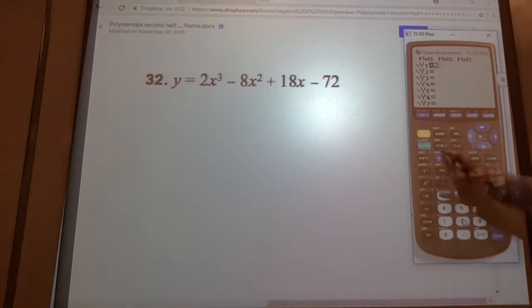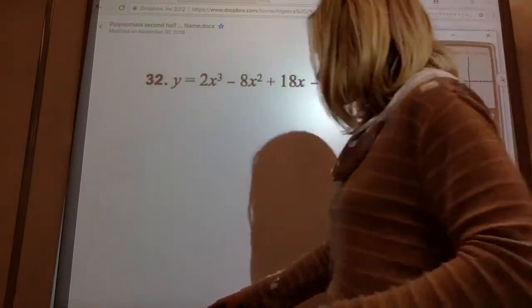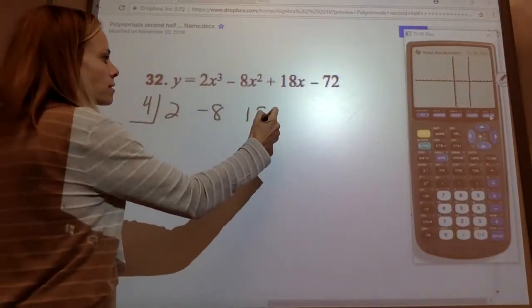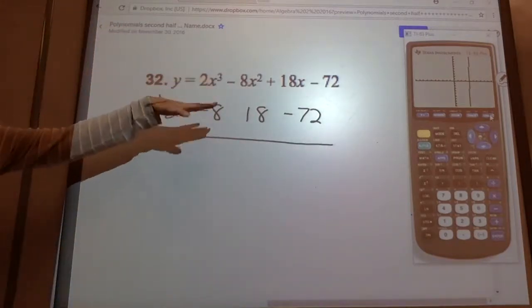So 2x cubed minus 8x squared plus 18x minus 72. Can you not take a 2 out of that before we put it in the graph? Graph, and then what's a root? 4. Right? So I'm going to do synthetic division with 4. Okay? So 4, 2, negative 8, 18, negative 72. And that should get this cubic down to a quadratic.